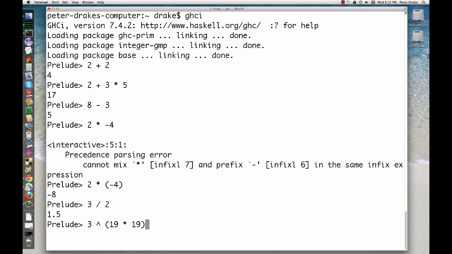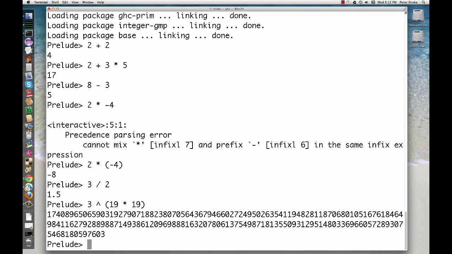The caret or up arrow operator performs exponentiation. We need the parentheses here to make sure the multiplication happens first. That's a big number. In fact, it's many orders of magnitude larger than the number of electrons in the universe. If we tried to store that in an int, or even a long in Java, the value would overflow.